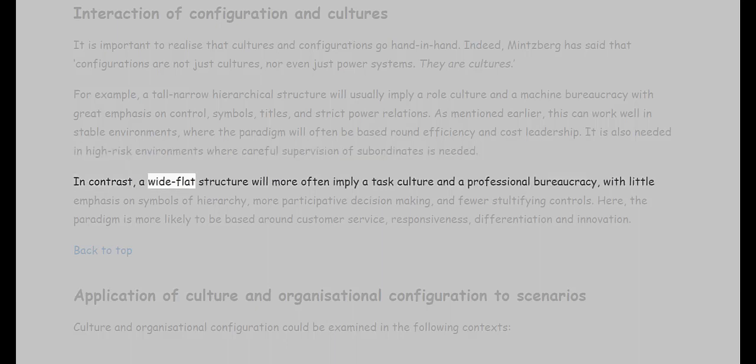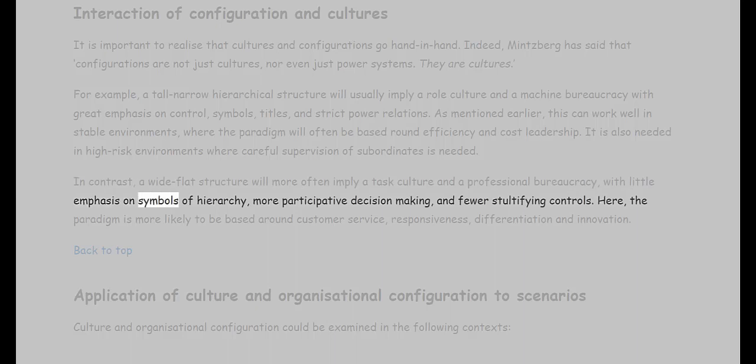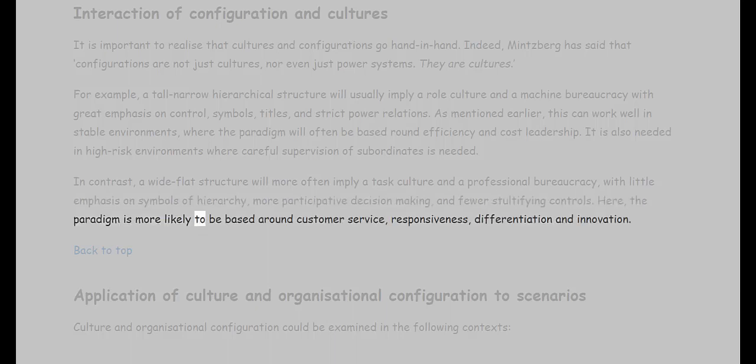In contrast, a wide flat structure will more often imply a task culture and a professional bureaucracy, with little emphasis on symbols of hierarchy, more participative decision-making, and fewer stultifying controls. Here, the paradigm is more likely to be based around customer service, responsiveness, differentiation, and innovation.